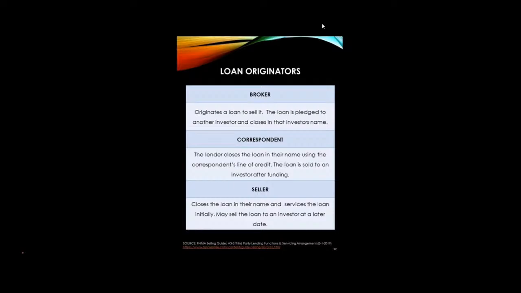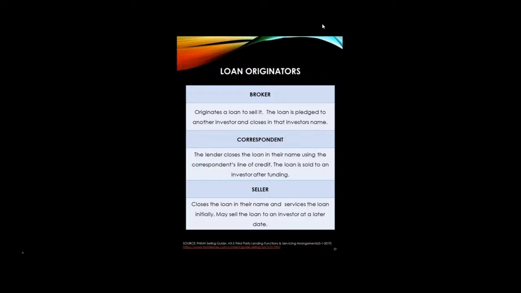Okay. What types of loan originators? You have a broker, and they originate the loan to sell. The loan is pledged to another investor and closes in that investor's name. So the broker is kind of like the middleman between the bank and the borrower. They get the borrower, and then they get the bank, and it's kind of like performing a marriage. They will utilize those two people and work on the loan.